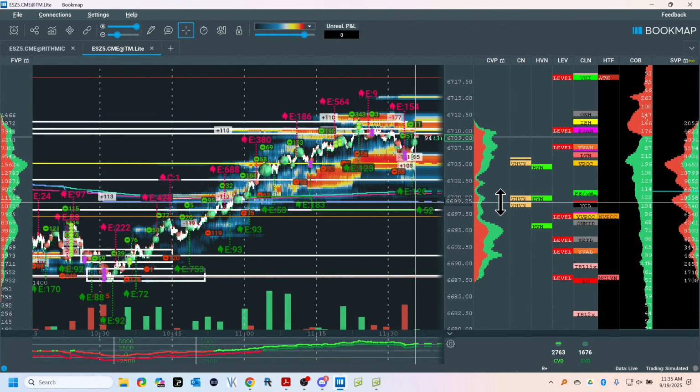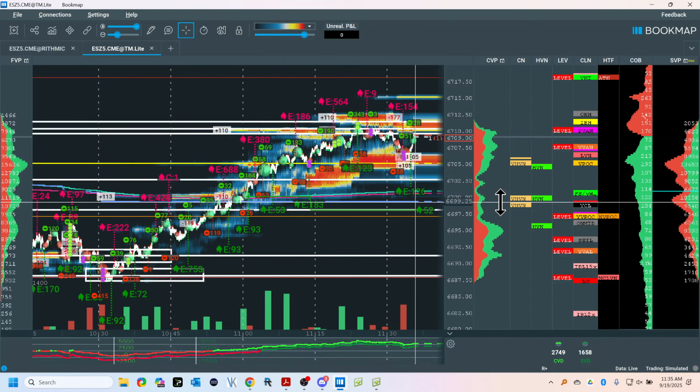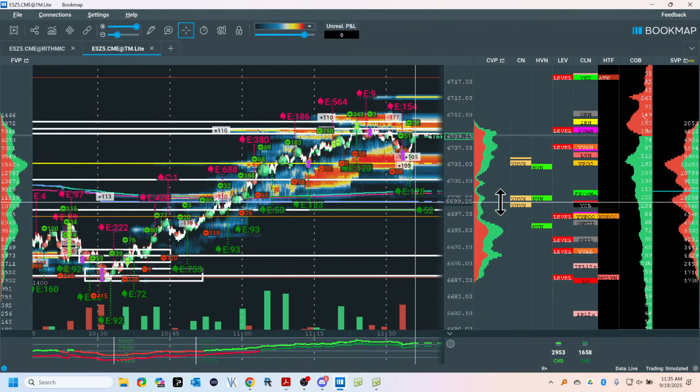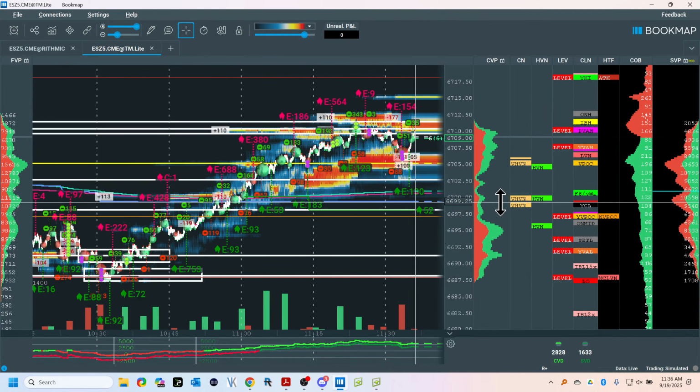Are you confused? It is confusing if you don't understand it. How are we doing? Everybody tracking? Can you see how you can think in multiple time frames?